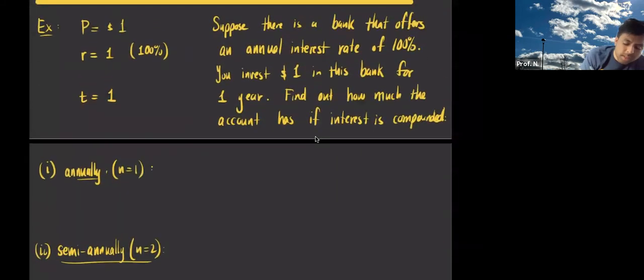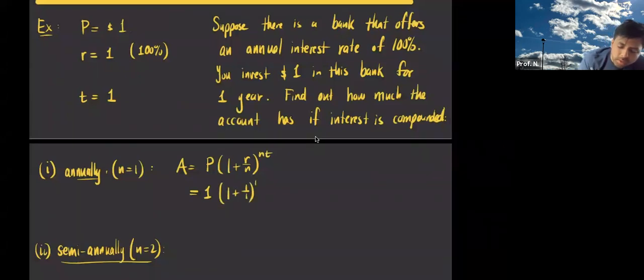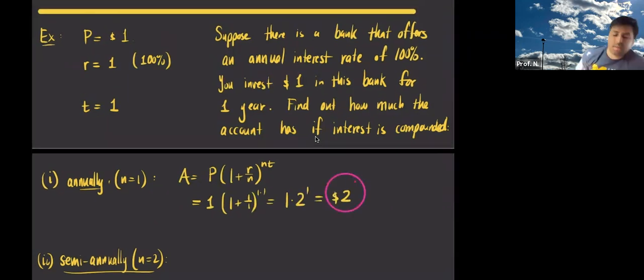I just want you to get the idea of what's going on. I'm going to be applying this formula the whole time: P(1 + r/n)^(nt). It's just that a lot of these are going to be ones everywhere, right? For example, if this is done annually, n equals 1, r equals 1, t equals 1. So what do I get? I get 1 times (1 + 1/1)^(1×1). What does this become? 1 times 2 to the 1. I get $2. Doesn't that make sense?